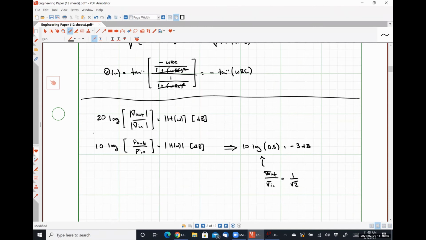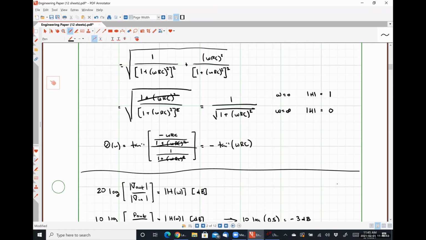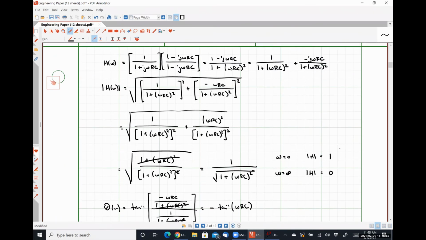So as a quick aside here, let's figure out what our corner frequency is going to be based on our frequency response. Okay, so how am I going to make this relationship look like 1 over the square root of 2? Under what condition does that occur? What specific value of omega?